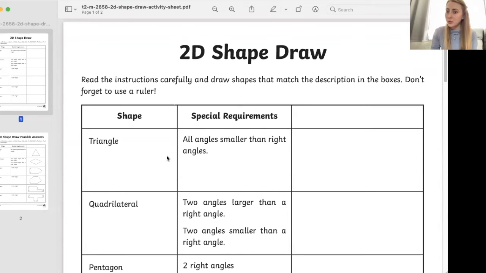We can have equilateral triangles, we can have isosceles triangles, we could have scalene triangles, we can have right angled triangles. Now, your special requirement when drawing a triangle today is that all angles need to be smaller than right angles. Now, this is quite a simple one. You can just draw any triangle, but you need to make sure that it doesn't have a right angle. All of the angles need to be less than 90 degrees.